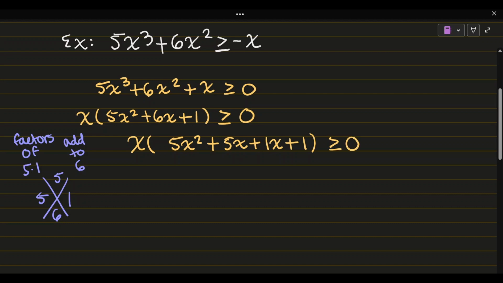or equal to 0. Again, if this factoring is confusing to you or you're not sure what's going on here, refer back to my factoring video. Okay.